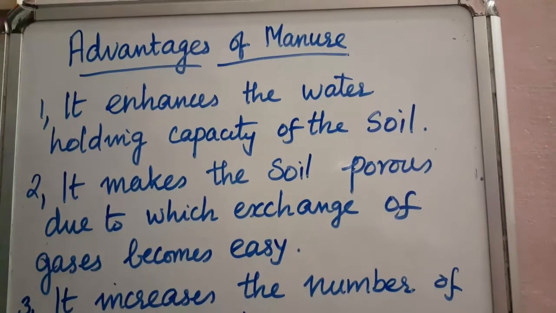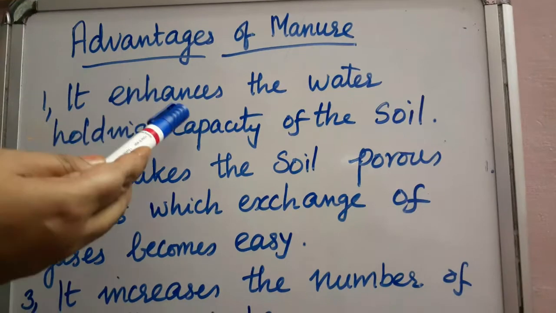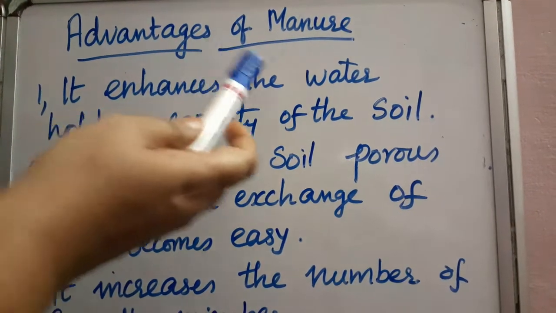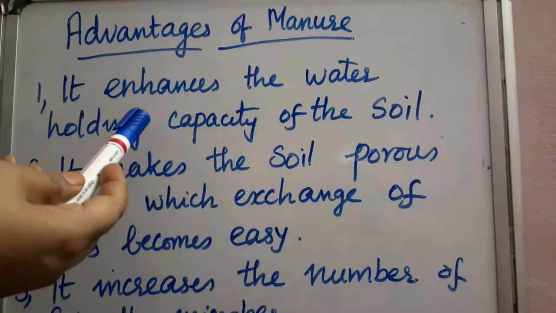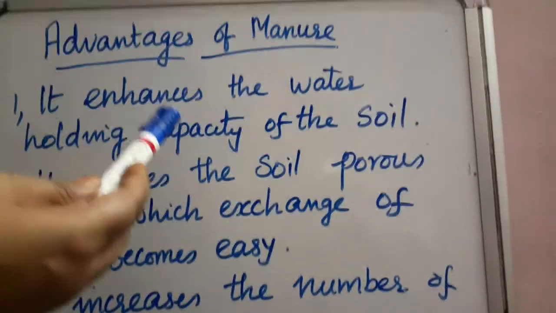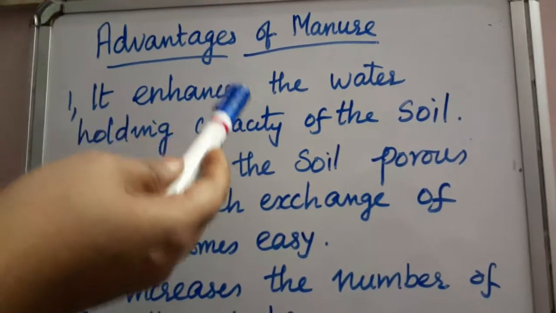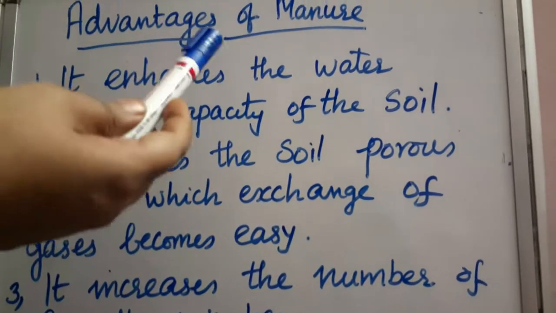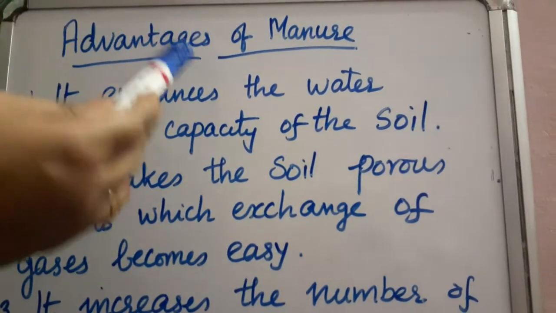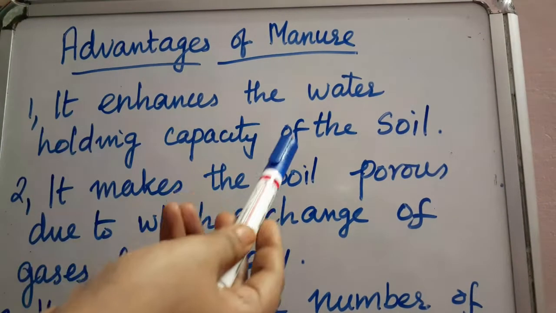Now once again we will see the advantages of manure. It enhances, means it increases, the water holding capacity of the soil. The holding capacity is very important, right? Otherwise, if we give water, the water will go inside the soil fast, so the plants cannot take the water. So by adding manure, the soil water holding capacity will increase.